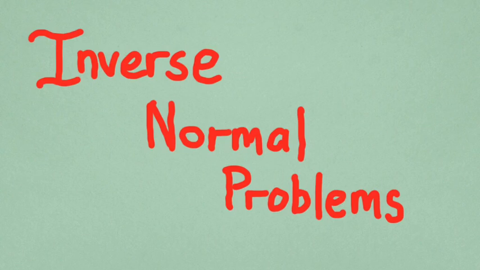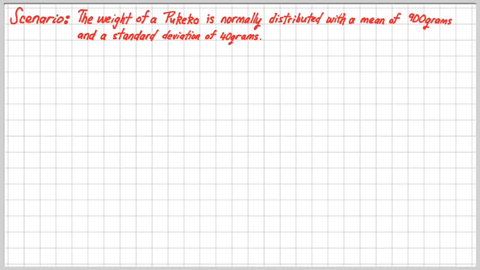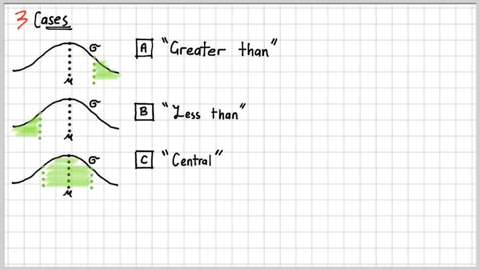This is when you are given a probability, or it could be a percentage, and you're asked to work out a particular value of interest. We're going to be looking at three cases. Case A is the greater than case, or let's call it the right tail, as is drawn in the picture for you in the green there. Case B is the less than case, or we're looking at the left tail. Case C, we're looking at what I like to call the central case.